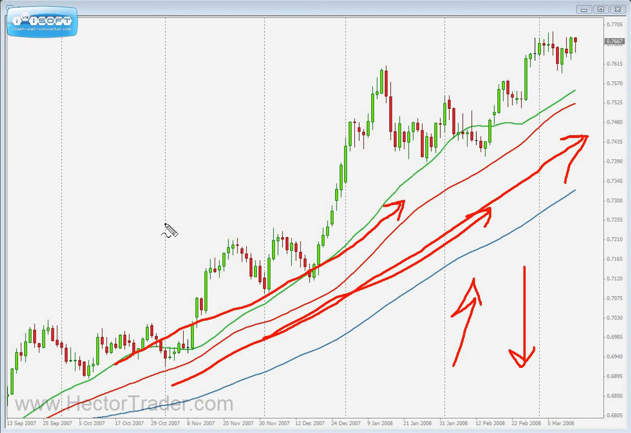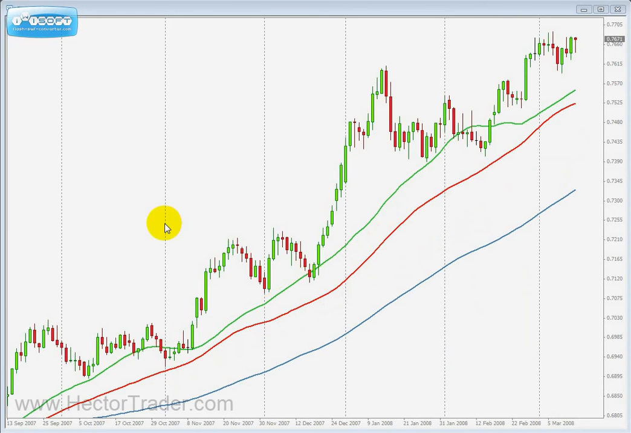You don't want to enter short here. You only want to be searching for long entries in the direction of the market flow, okay. Why would you want to fight the market flow if you can swim in the direction of the flow, okay.